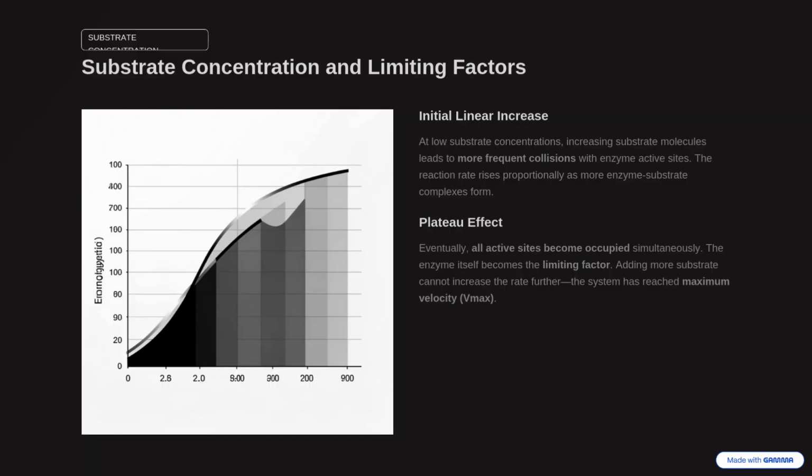Another one is the substrate concentration. At low substrate concentration, if you add more substrate, you get more frequent collisions, so the reaction rate increases. It's pretty much linear at first. But eventually you reach a point where all active sites are occupied, meaning every single enzyme is already busy. So the enzymes become the limiting factor. Adding more substrate is not going to help.